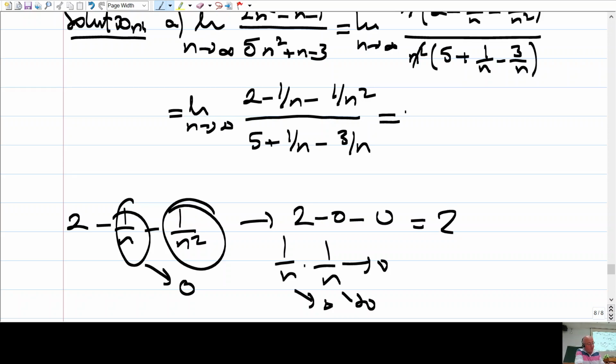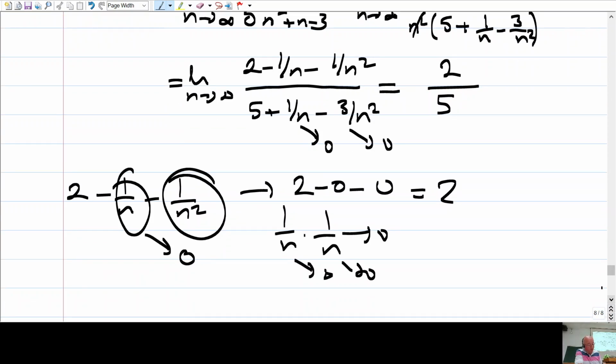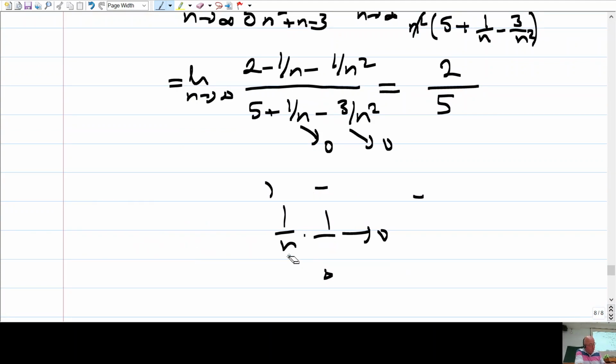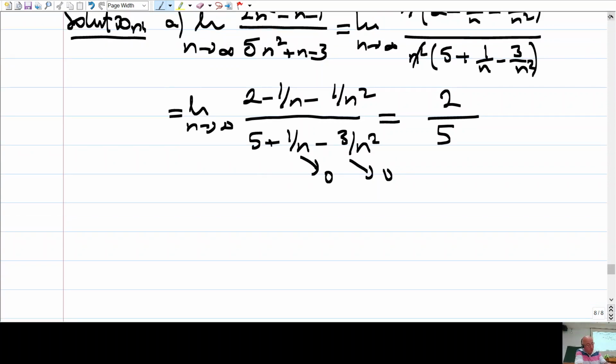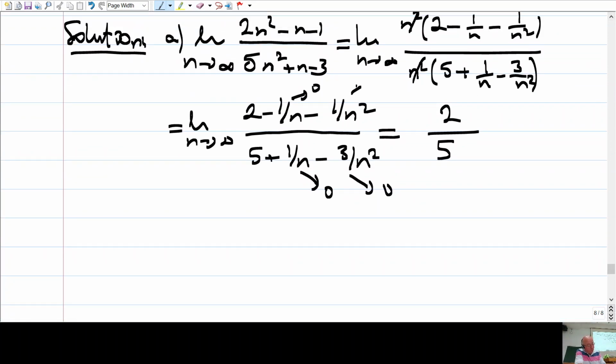So this will be the limit of this, which is just 2, divided by, what about this one? This will go to 0. This will go to 0. This should be n squared, right? In a similar fashion, this will go to 5. So the result will be 2 over 5. Here, if you want to write this in more detail, we can do the following.